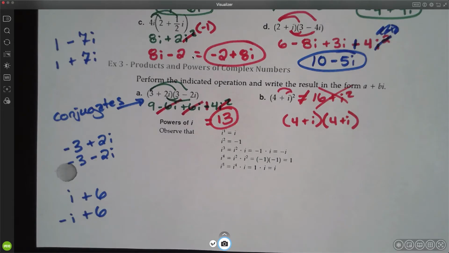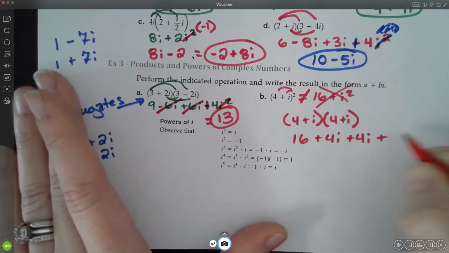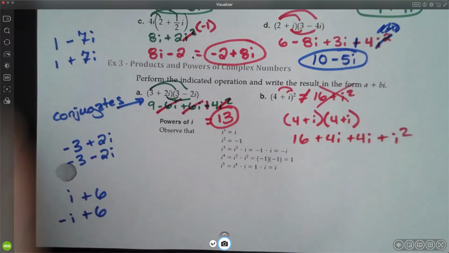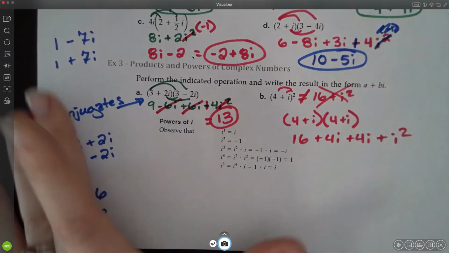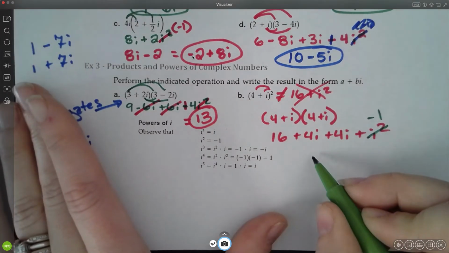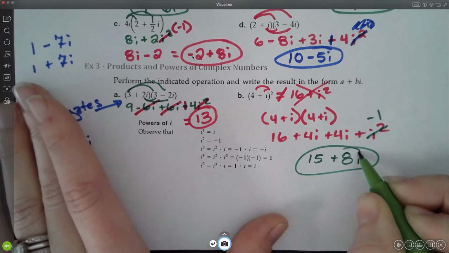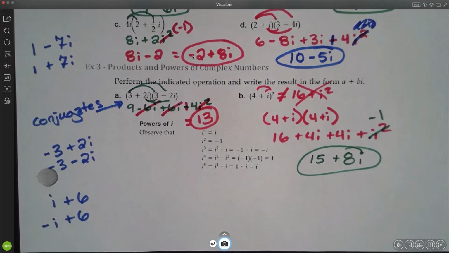So 4 times 4 is 16. 4 times i is 4i. Then we have another 4i. And then we have plus i squared, right? Or plus -1, right? Okay, so I have 15 plus 8i. So only when you multiply conjugates together do the middle two pieces cancel out, right? Only when you do that. All right, good? Are we doing all right?